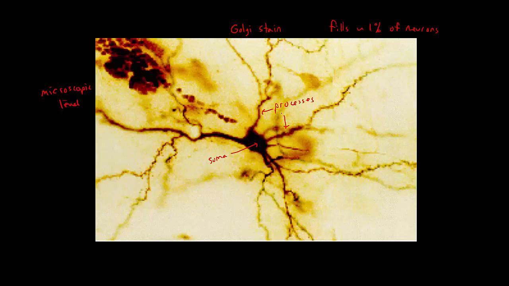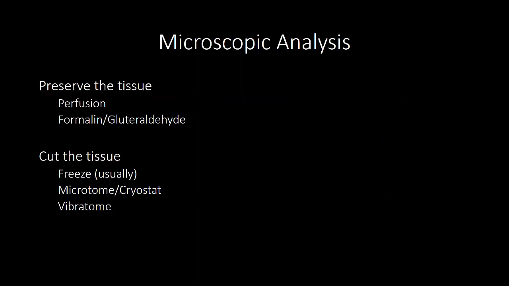Okay, so I'm going to tell you a little bit how we get to this stage. You don't just pop a brain out and get this. We have to do some stuff to it. In order to do microscopic analysis, the first thing we have to do is preserve the tissue. If you leave anything out for a long time, it basically just rots. Brain tissue is no different.